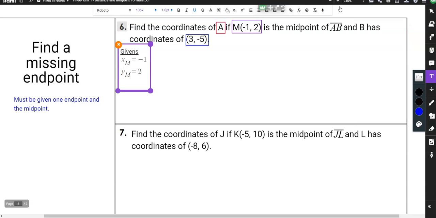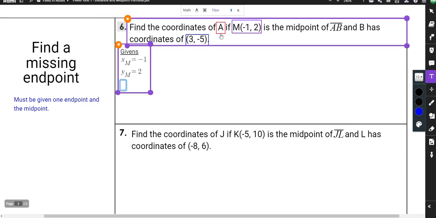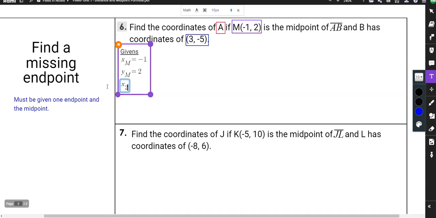And we are given x2 and y2. So let's go ahead and include that information. X sub 2 is 3, and y sub 2 is going to be negative 5. You can also call this x sub 1 and y sub 1. It does not matter if it's 1 or 2, as long as you call it 1 or 2. So make sure that all of the points you've labeled 2 stay labeled 2.